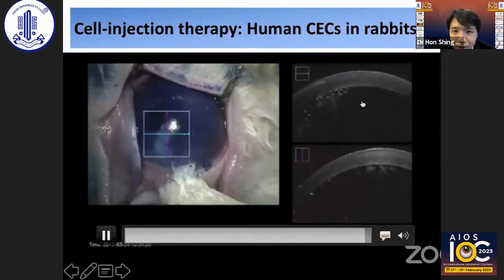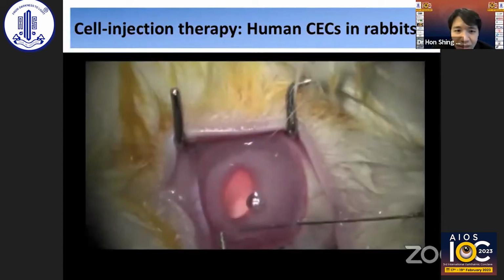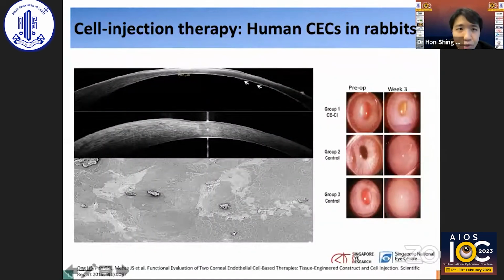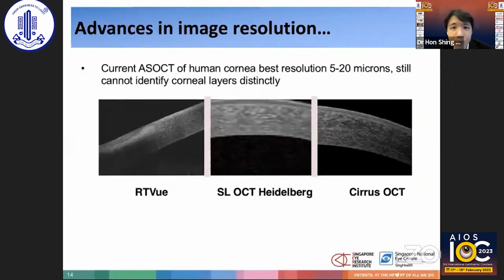You can see the injection of the cells through the OCT. So we showed significant clearing of the cornea in rabbits that received the cultivated cells compared to controls. And this is the use of the RTVue OCT showing that the corneal thickness, which corresponds to the distribution of the cells that you can see on this electron microscopy, is thinner compared to the areas where there were no injected cells. And we think that even on the OCT, we can see some of the cells that are visible on the posterior cornea.